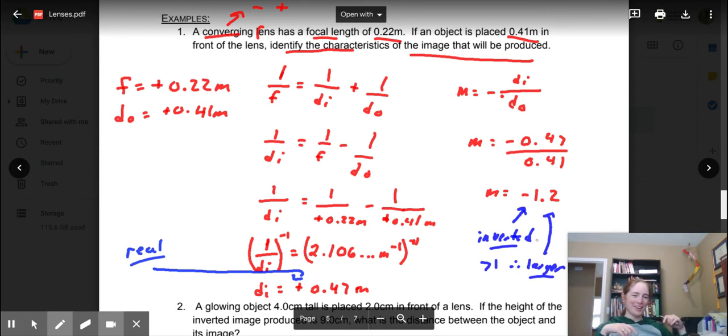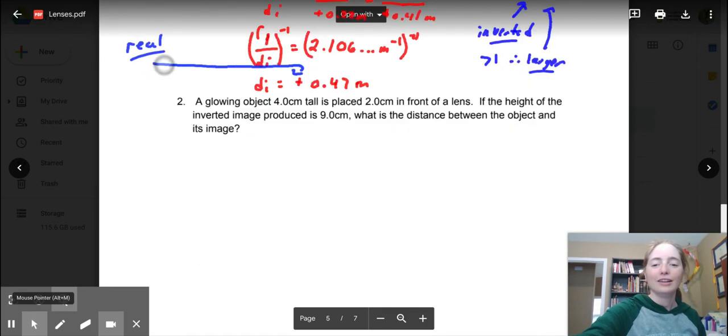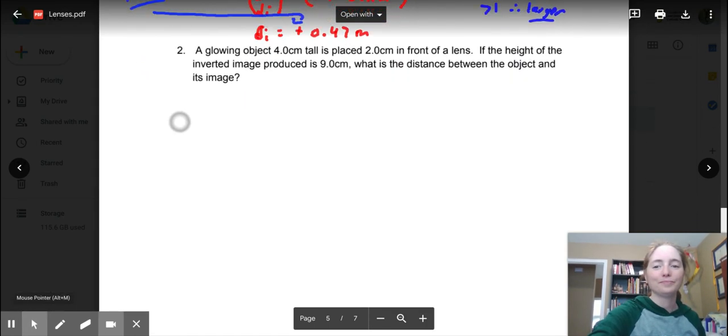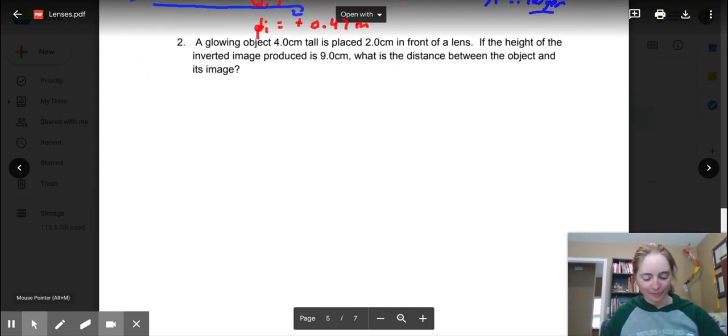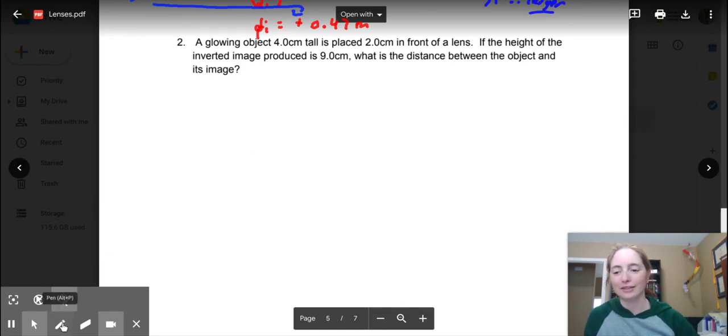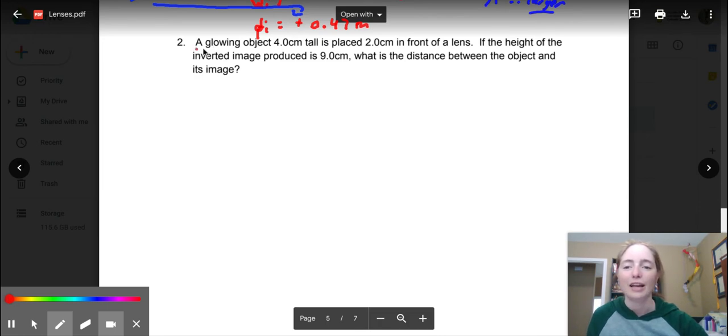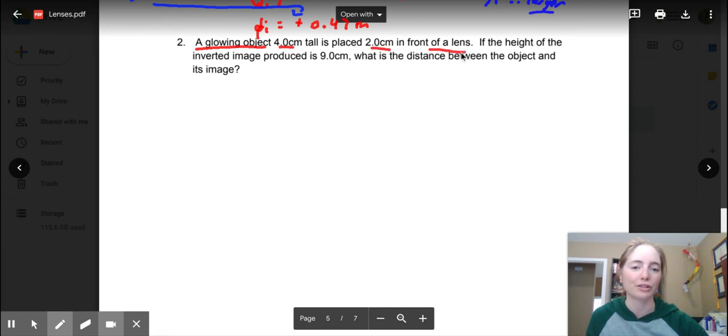Woo-hoo. All right. So, ladies and gentlemen, question number 2. Okay. So, this one, we are going to have a glowing object that is 4 centimeters tall is placed 2 centimeters in front of a lens.